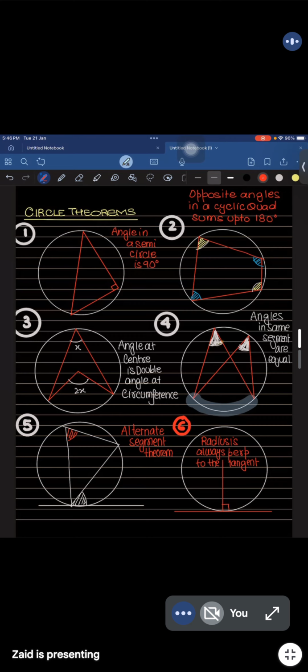This is a cyclic quadrilateral. A cyclic quadrilateral is a quadrilateral whose vertices touch the circle. In a cyclic quadrilateral, opposite angles sum up to 180. For instance, if this is 30, then this should be 150. These two will make up 180 and these two will make up 180. For instance, this is 110, so how much should this be? 70, because they have to make 180.